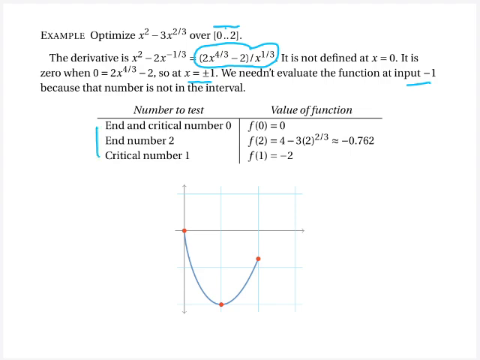So I end up with a list of size 3. It happens that one of the critical numbers is also an endpoint, so don't check it twice. That would be silly. But I get here a height of minus 2, a height of minus 0.76, and a height of 0. So it seems to me that the minus 2 is the minimum, and the 0 is the maximum.